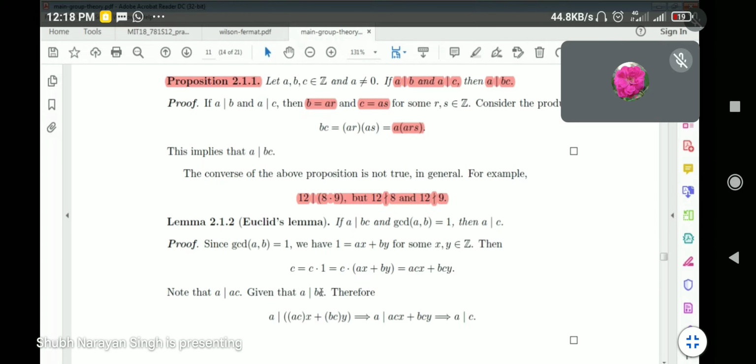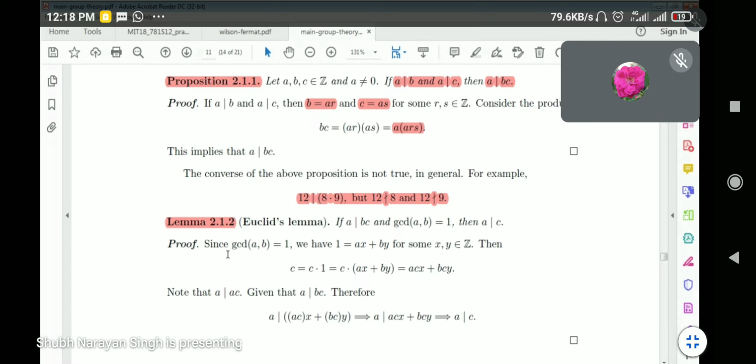Now, look at lemma 2.1.2. And this mathematical statement is known as Euclid lemma. So this mathematical statement is known as Euclid lemma.